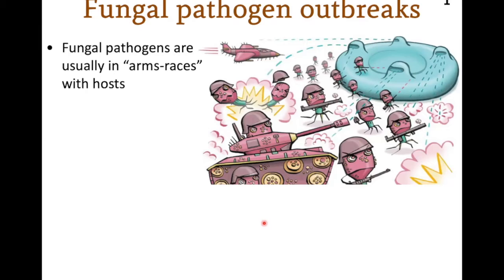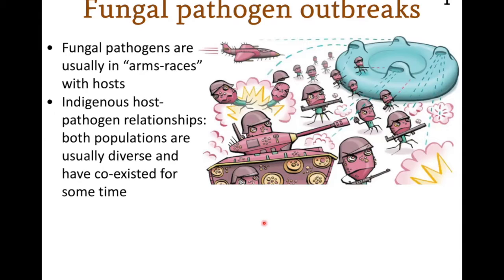So typically we think of fungal pathogens as being in an arms race with their hosts. So if we imagine that we have a plant host, and then it's existing in a big population, that population is diverse, and then there's some pathogen that's infecting that host that also exists in a population that's large, and that population is also diverse. So they've kind of coexisted alongside one another for some time, and they're involved in an arms race dynamic, which you might have heard of before.